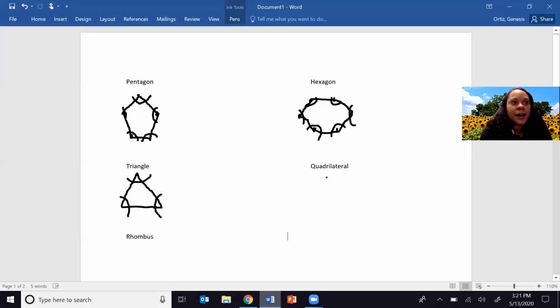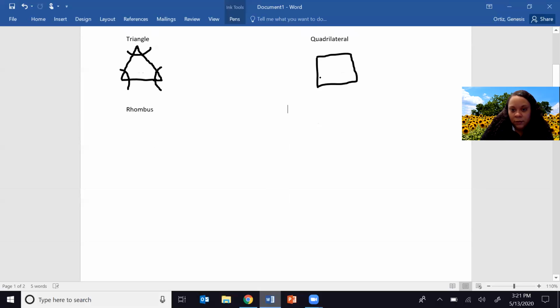And remember, now it's asking me to draw a quadrilateral. Well, I know a quadrilateral is any shape with 4 sides, 4 vertices, and 4, what's the other one, angles. So I'm just gonna draw a square because why not, right? Because it has 1, 2, 3, 4 sides, and of course 4 angles.